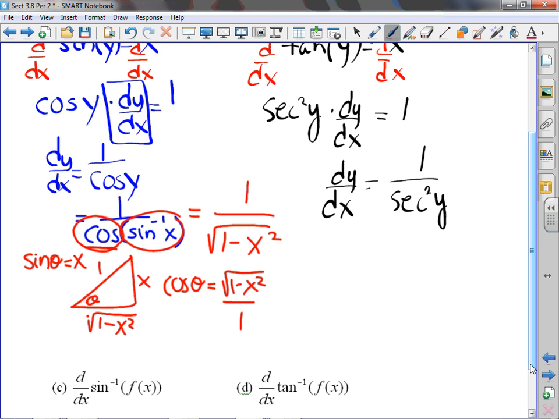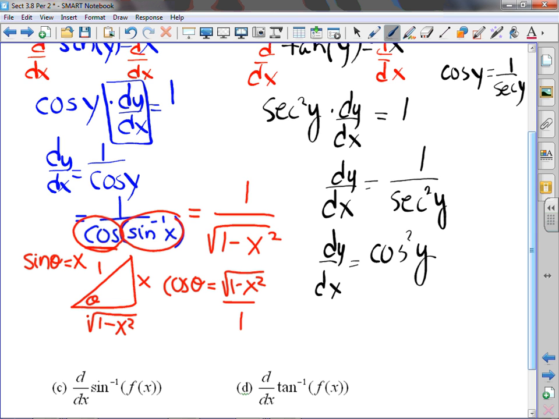Because what's 1 over the secant? It's the cosine. Cosine of y is equal to 1 over secant of y. Yes. So dy/dx is equal to cosine squared of y.